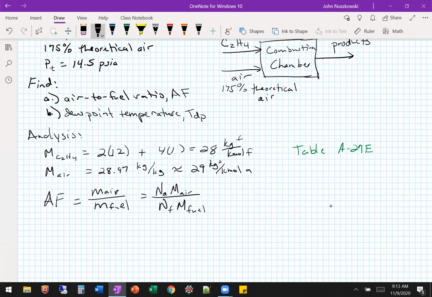So that allows us to use the molar masses, but now we need to figure out the number of moles of air and the number of moles of fuel. Okay. Where do we go to do that? Or what do we do?